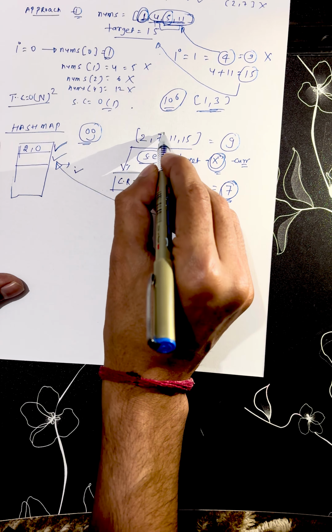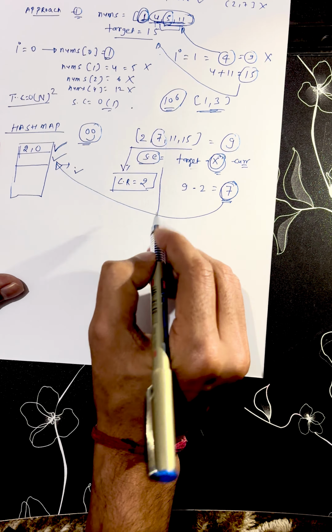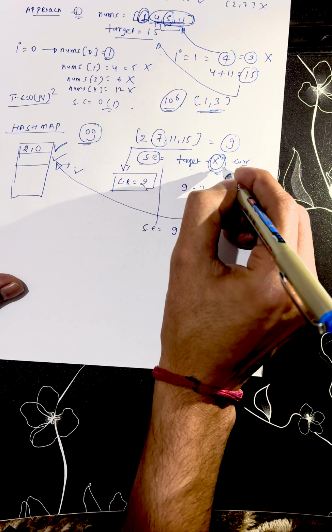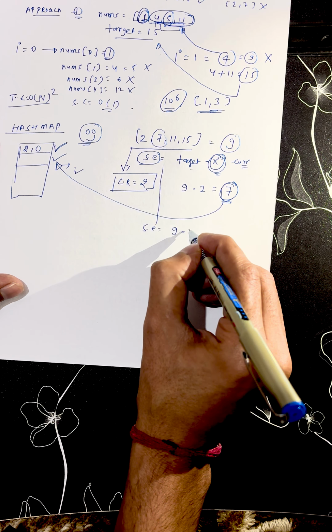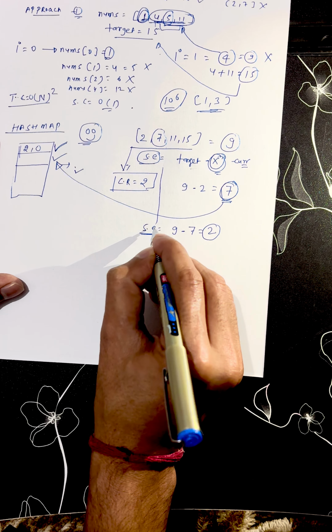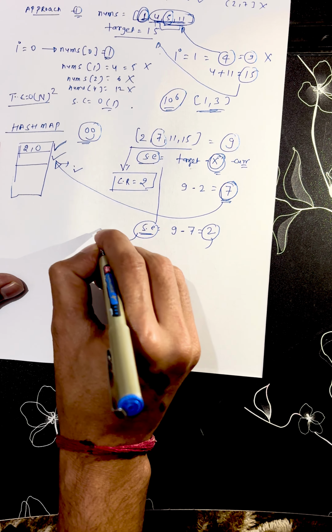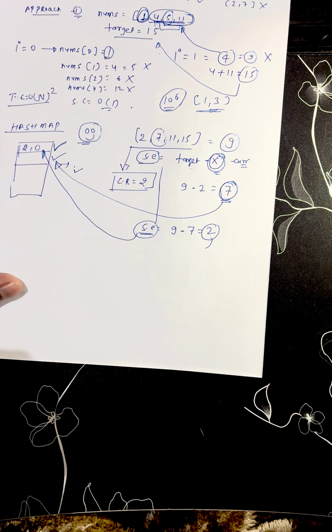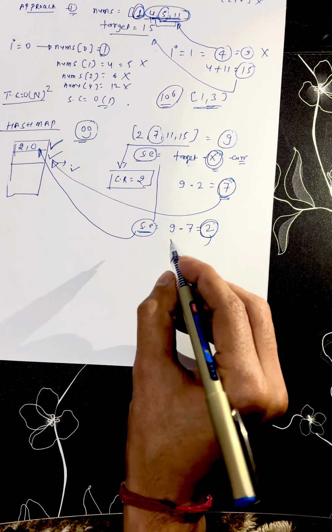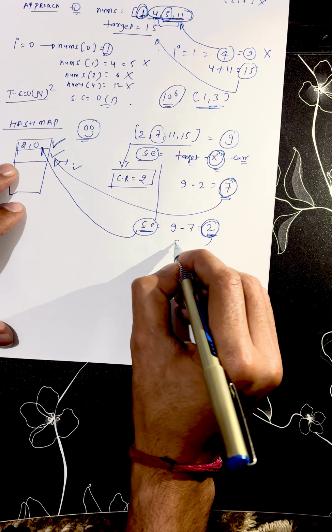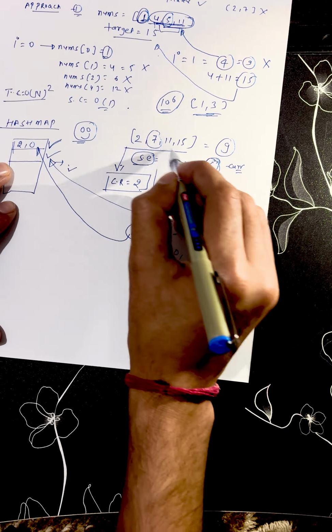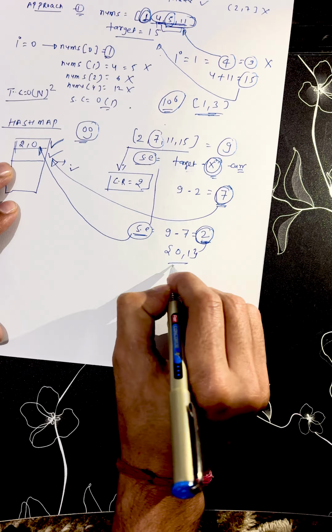Now we will come to the 7. So our searching element will become the target, 9, minus the current element x, that is 7. 9 minus 7 is 2. So our searching element in the map will become 2. Now we will search for this element in the map. As soon as we find this element, we will return its index, that is 0, and our current element index will be 1. So we will return 0, 1.